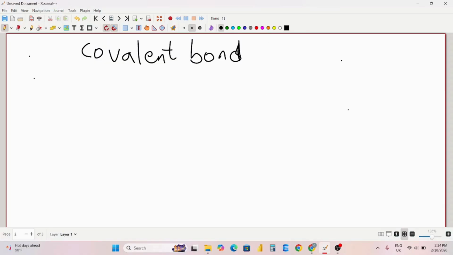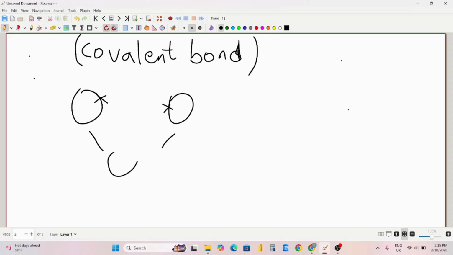Covalent bond is formed when atoms of elements share electrons. Atoms of elements contribute their valence electrons to be shared between them to form covalent bonds. Of course, in doing this, they are able to attain the octet state and also the duplet state.